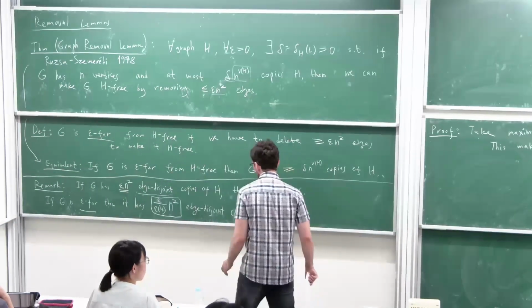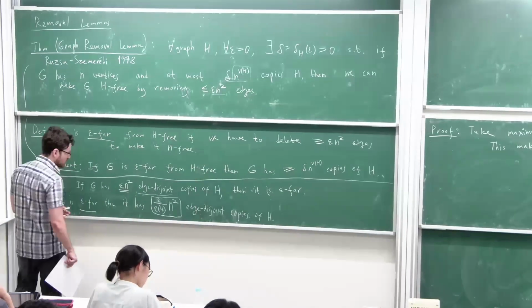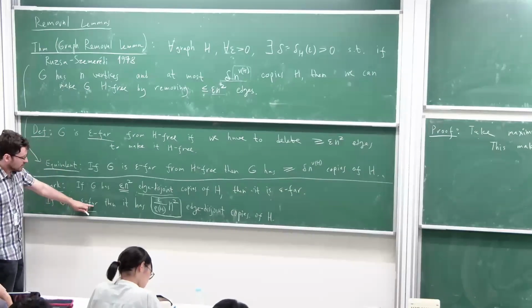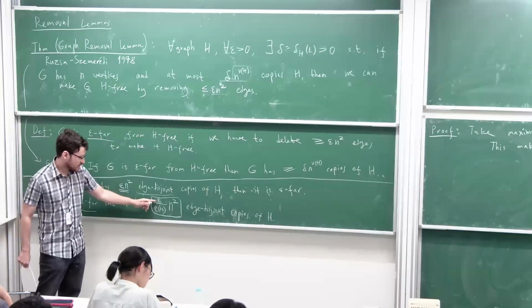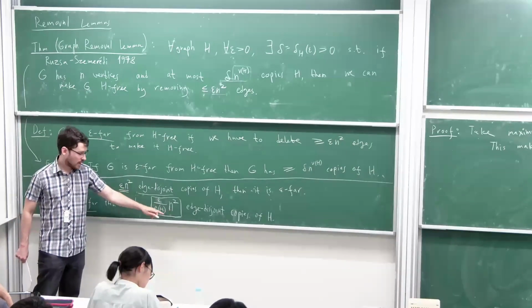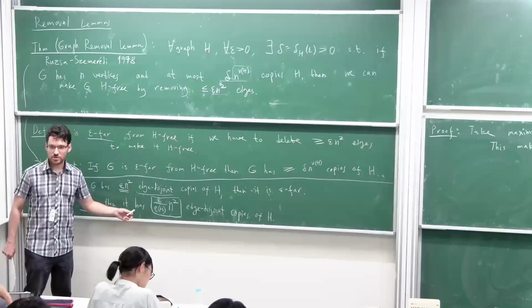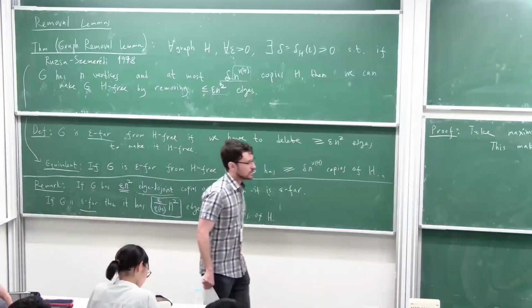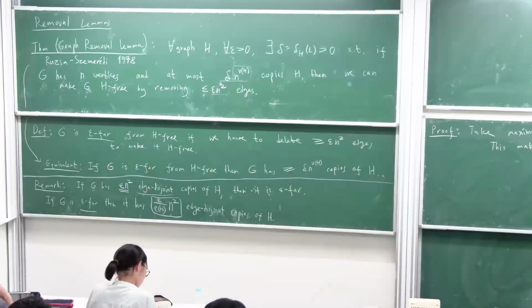So the point of this remark is that these two definitions are equivalent. Being epsilon-far is the same as having essentially epsilon n squared, up to constant factors, edge-disjoint copies of H. Are there any questions so far?